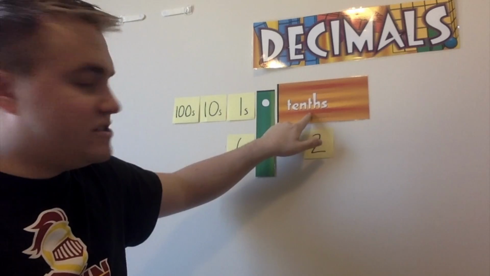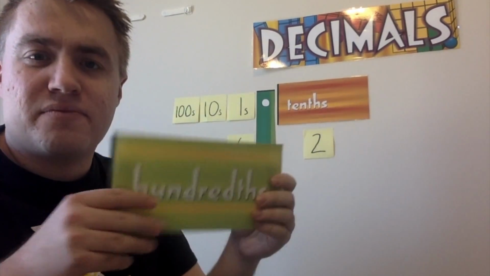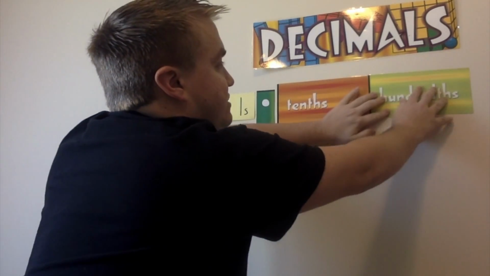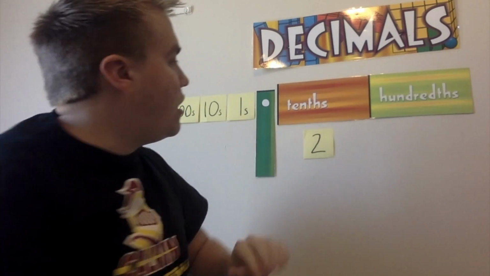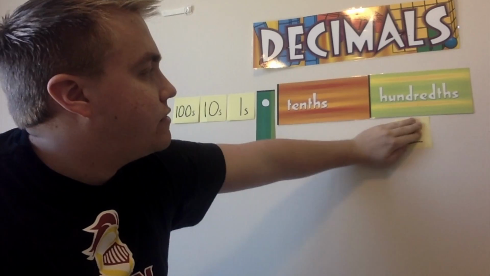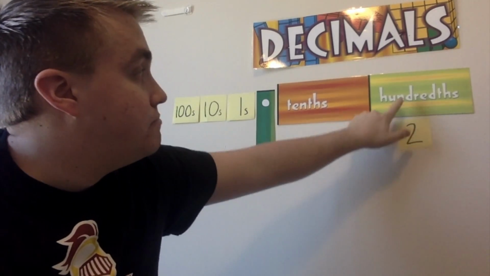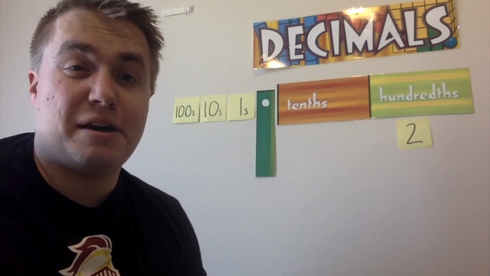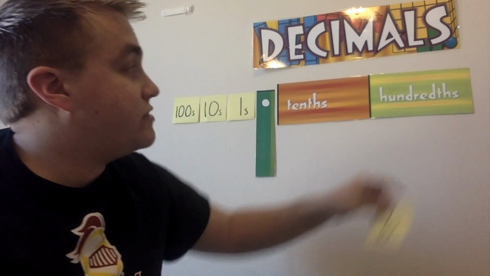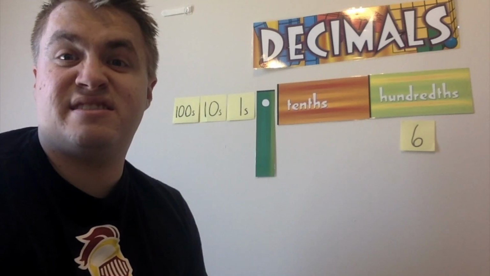Okay, so yes, we are looking at the tenths, but we also will be looking at the hundredths. Okay, so the hundredths go right next to the tenths. So in this case, if I have a 2 underneath the hundredths, I would just simply read that as 2 hundredths, okay? If I had a 6 underneath the hundredths, I would simply read that as 6 hundredths, okay?